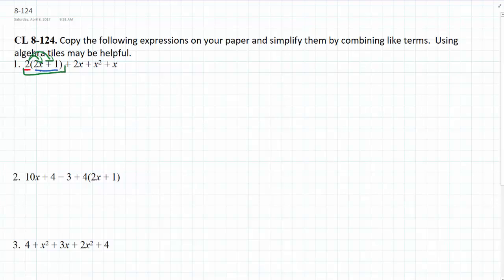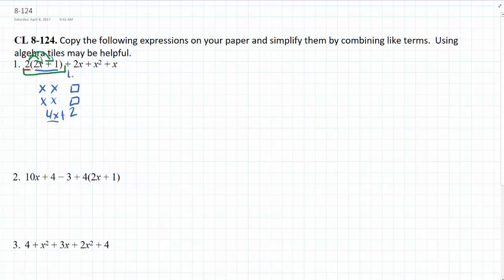So let's actually draw the things in the parentheses. There's the 2x, and then there's the 1 unit tile. If we have 2 groups of that, 2 groups of x plus 1, what do we have total? We have 4x and 2. That's what's happening with the distributive property. We're multiplying the 2 times 2x to get the 4x, and the 2 times 1 to get the 2.